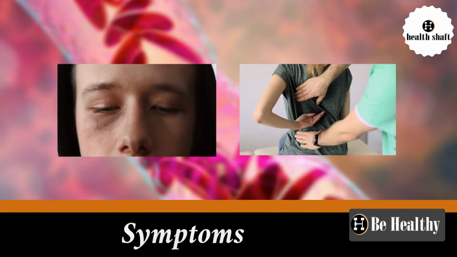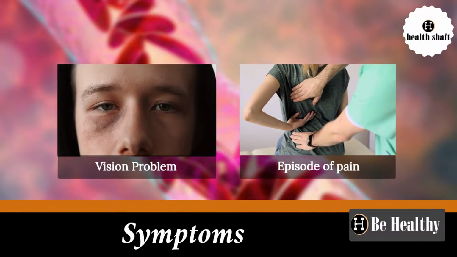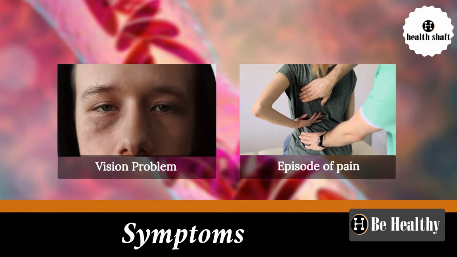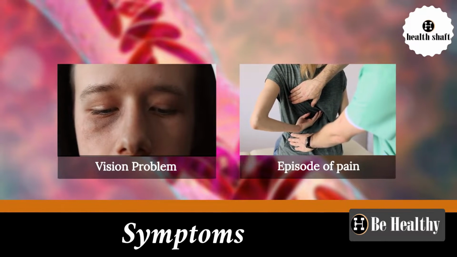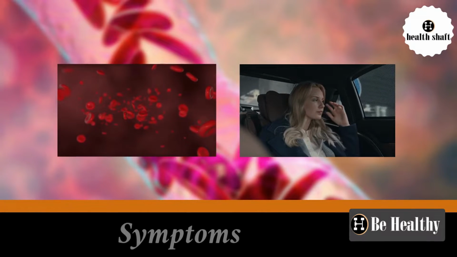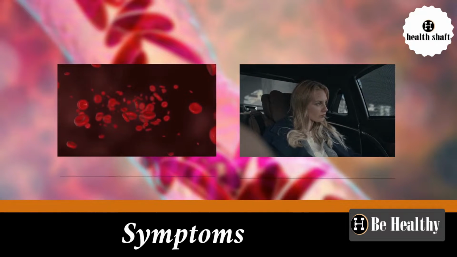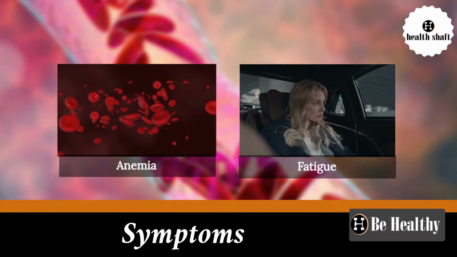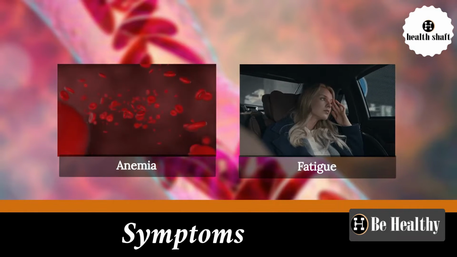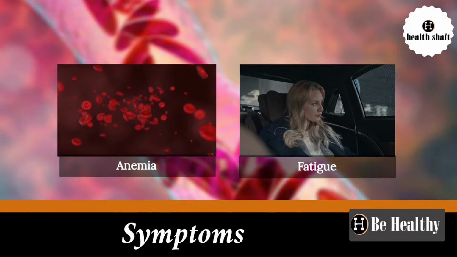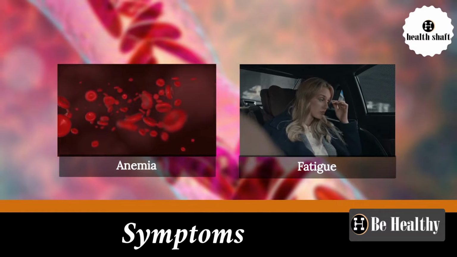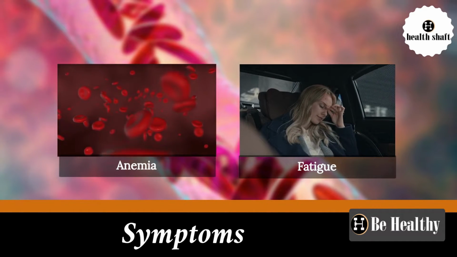Now let's discuss symptoms of sickle cell disease. Early symptoms can be a vision problem, episode of pain. The intensity and frequency of the pain may change over time. Other symptoms are anemia and fatigue. Sickle cells are more fragile than typical red blood cells, and they usually die within 10 to 20 days. The lifetime of normal cells is 120 days. As a result, anemia, or a deficiency of red blood cells, develops.